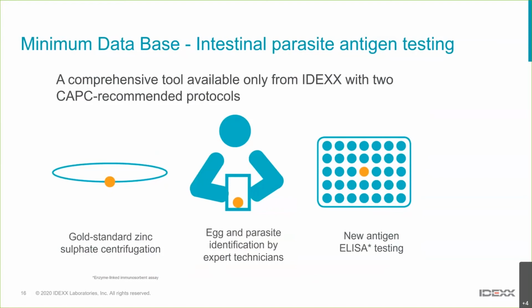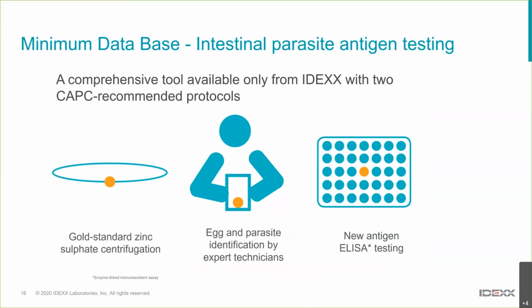But now we also have tests that can take us even further with that. So there's now the availability of antigen testing for the common fecal parasites. So roundworm, hookworm, and whipworm, we can also do Giardia with it. So what we're looking for from that is antigen from the adult parasites. So it can definitely increase our sensitivity.